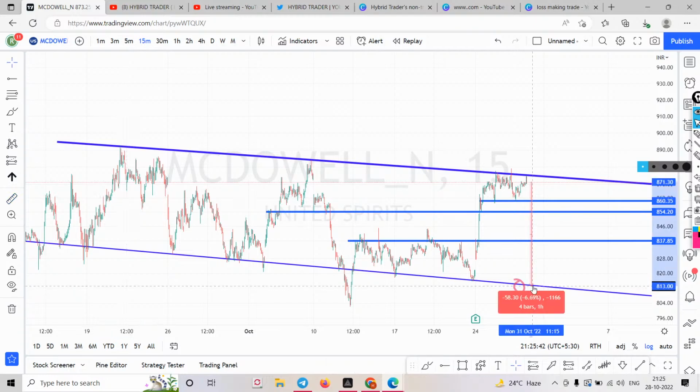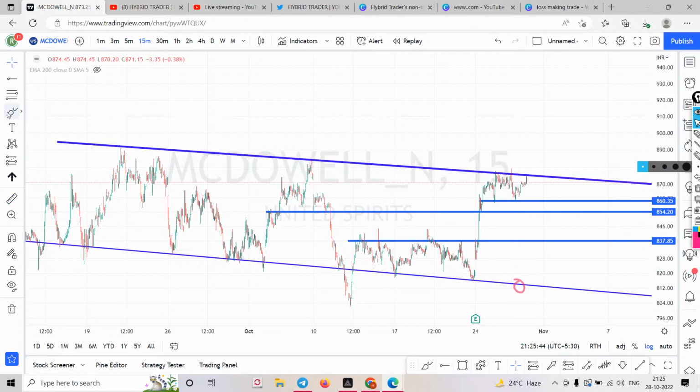So my stop loss would be either this line or else this line, at max this line. If the stock comes down, I'll exit with 1% or 2% of stop loss.